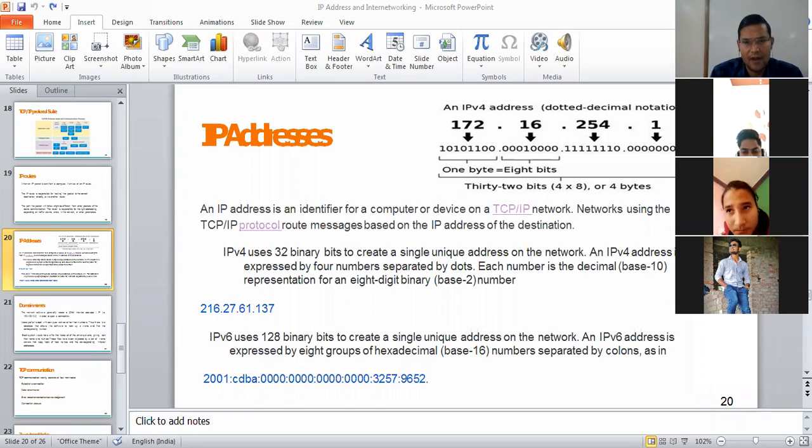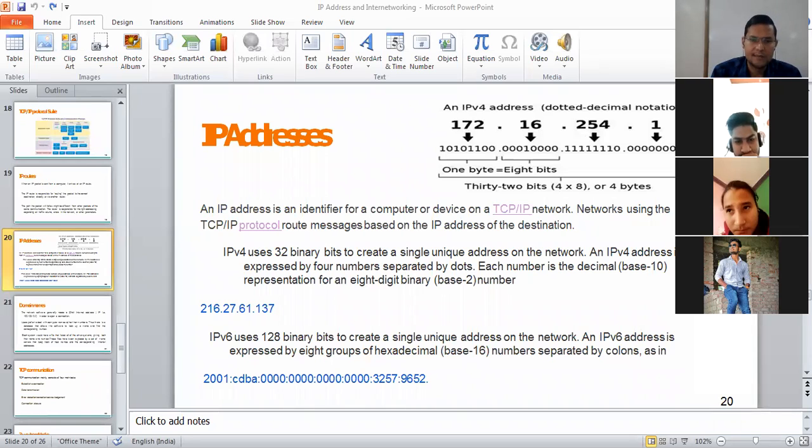An IP address is an identifier for a computer or a device on a TCP/IP network. It uses the TCP/IP protocol to route messages based on the IP addresses of the destination. IPv4 uses 32 binary bits to create a single unique address on a network. The IPv4 address is expressed by 4 numbers separated by dots. It means 4 octets are there. Each number is a decimal base 10 representation of an 8-digit binary base 2 number.